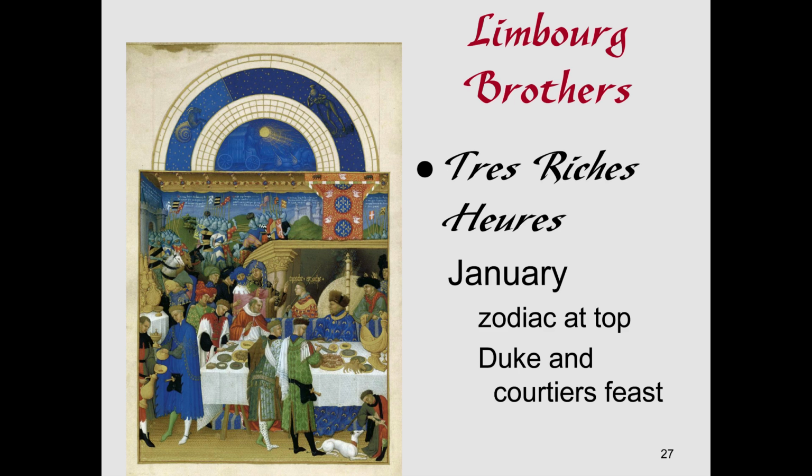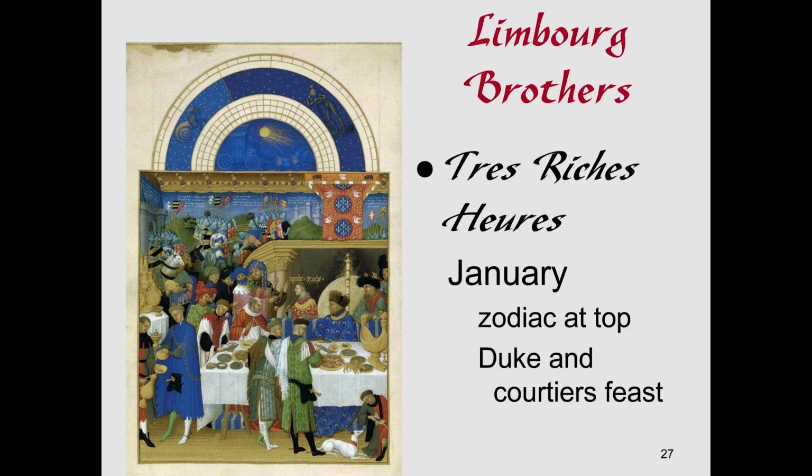Well, what was it like for the Duke? Well, we have January here, and in January we have the New Year's feast, as it were. We have the Duke and the courtiers feasting. You have another zodiac at the top, this time with, I think, Capricorn and Aquarius again. So, how did the Duke live? Let's look at the January scene. They have scenes both of aristocrats and of peasants. So this is January activities for the Duke.